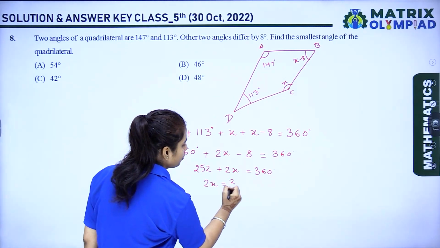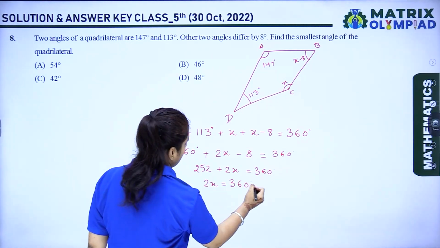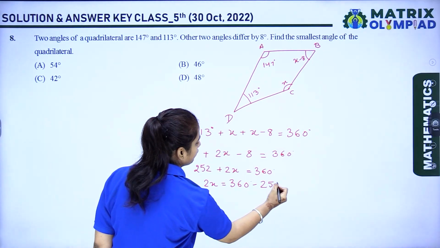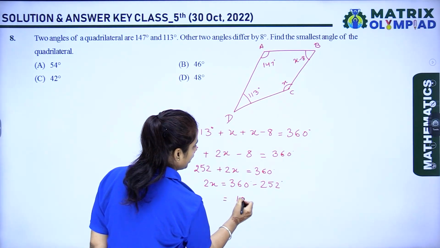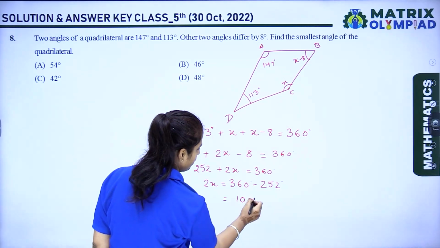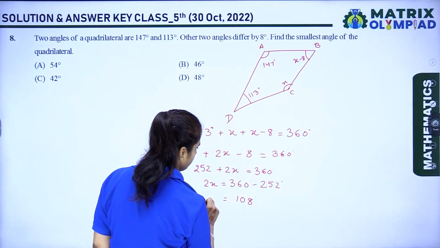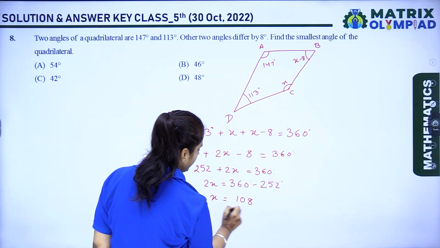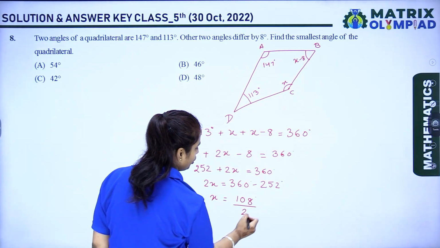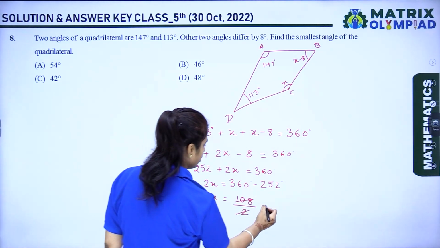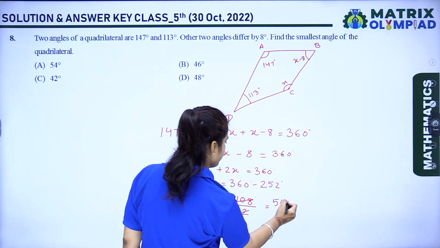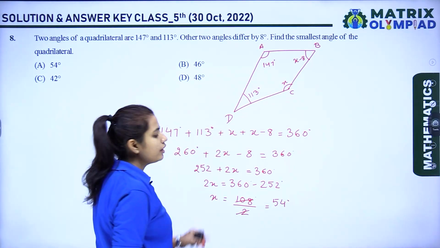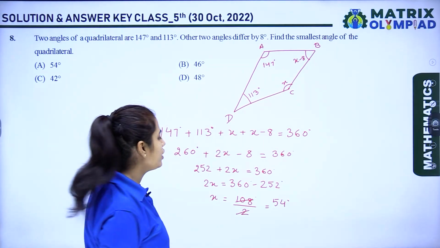Now 2x equal to 360 degree minus 252 degree, that is equal to 108 degree. So here x is equal to 108 upon 2. After doing the cancellation, we get 54 degree. So here the value of x is 54 degree.